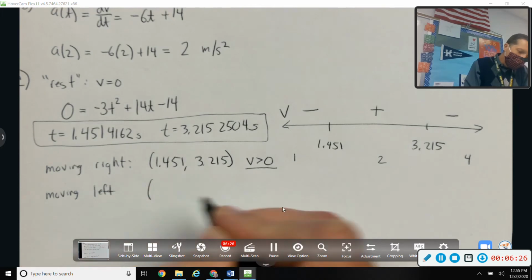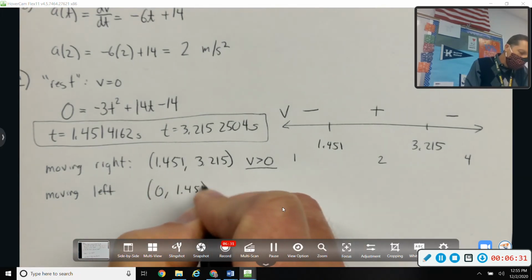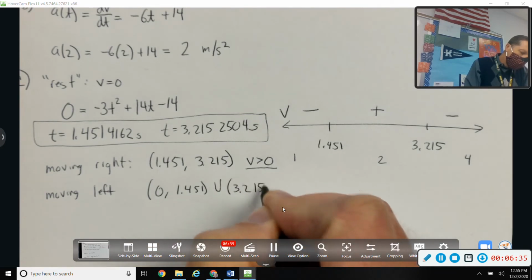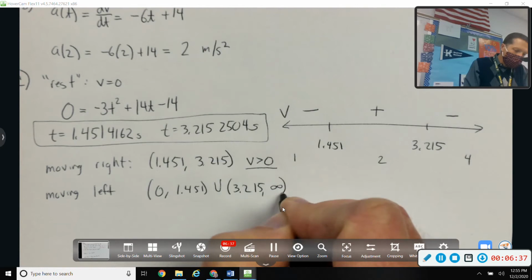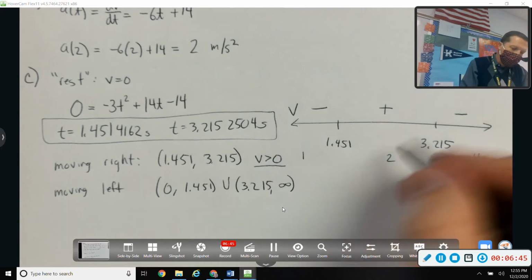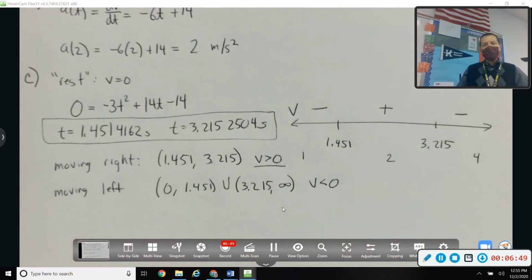Moving left from 0 to 1.451 and 3.215 out to infinity, because I don't think this problem put an end on our time. It just says t is greater than 0, so we can go out as far as we want. And that's where v is less than 0.